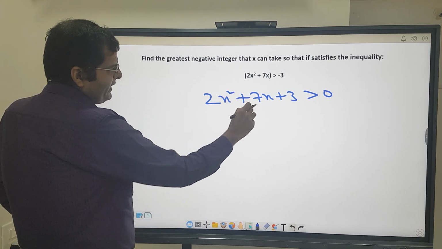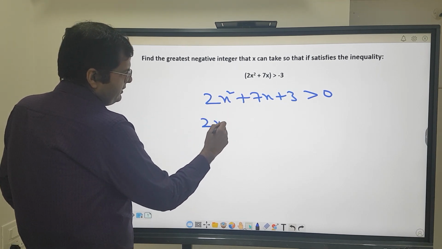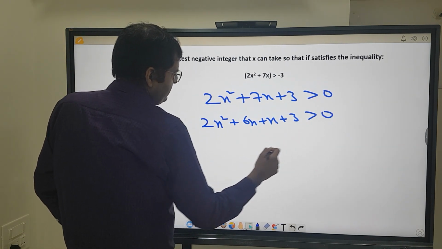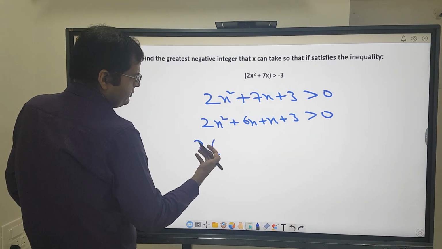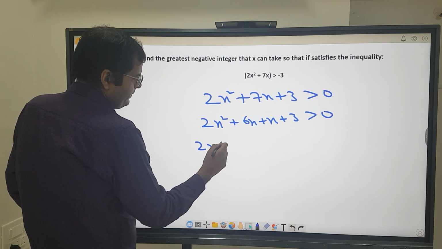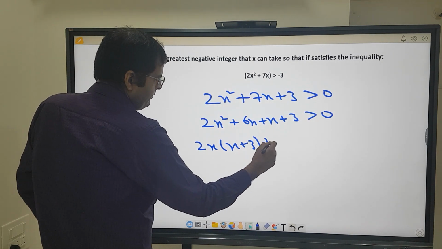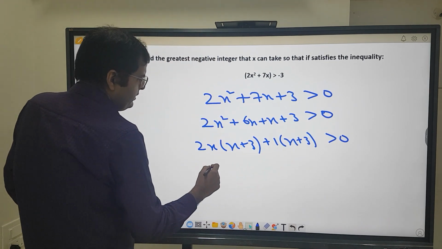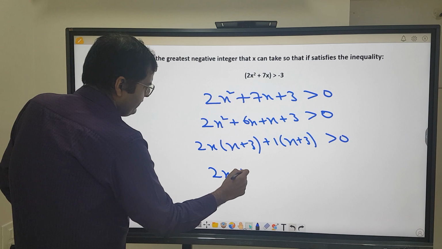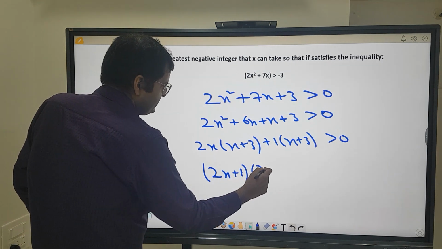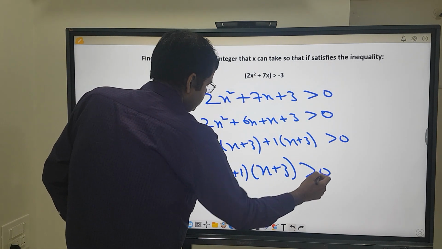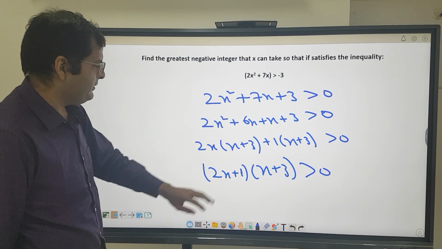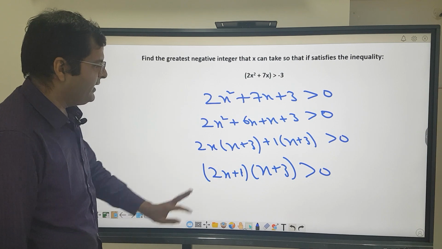Now if I factorize it, what do I get? I'll get 2x square plus 6x plus x plus 3 is greater than 0. If I take 2x common here, this becomes x plus 3, plus 1 common here, and again it becomes x plus 3, that is greater than 0. So this will become 2x plus 1 times x plus 3 is greater than 0. Okay, so it is 2x square plus 6x, yeah. Alright, so this is what we get now.